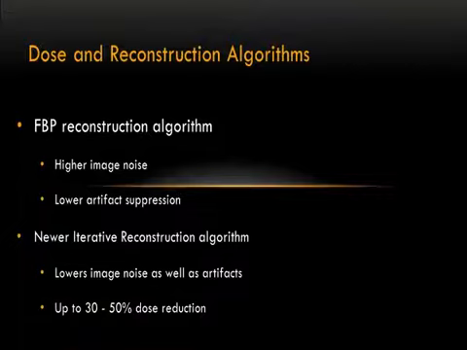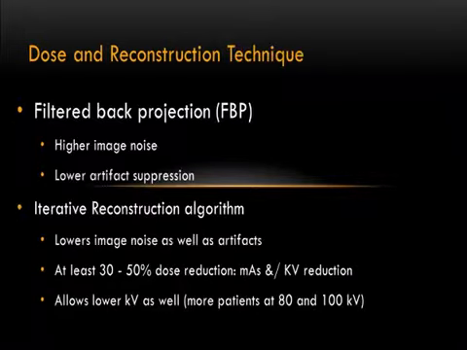Filtered back projection, as we heard about the iterative reconstruction techniques, has higher noise and lower artifact suppression. Some of the newer iterative reconstruction techniques can allow you to reduce the dose by about 30 to 50%, or even higher with some of the newer techniques. They certainly can help you reduce the kV and increase the chances that your radiologists are going to like 80 or 100 kV, which they would not have liked with filtered back projection.